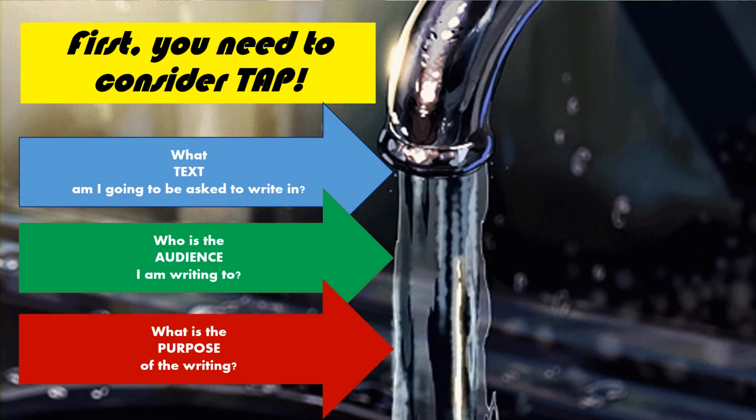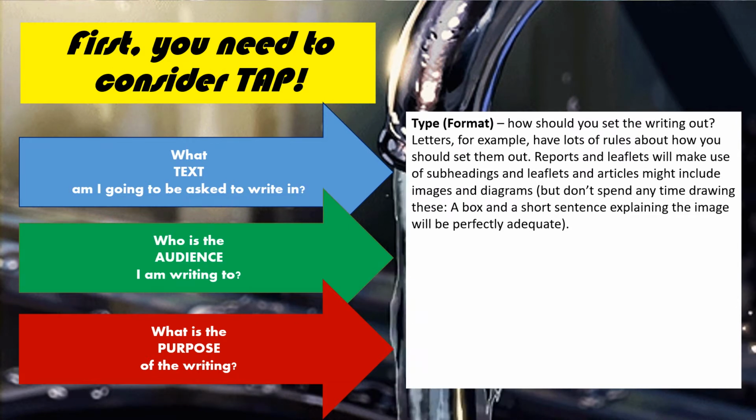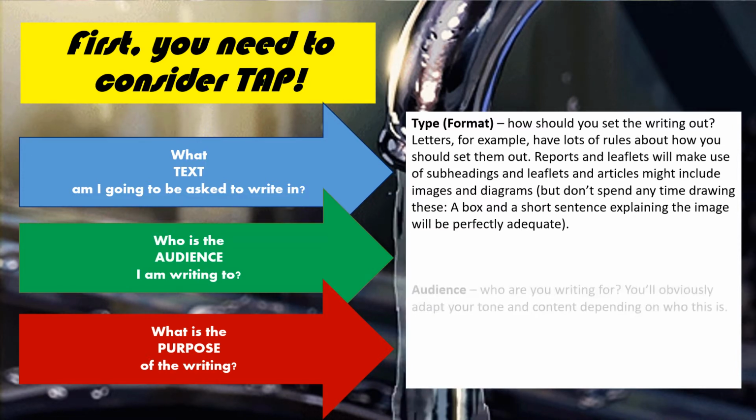To define these in a bit more detail then, the text or type is how you should set the writing out. Letters, for example, have lots of rules about how you should set them out. Reports and leaflets will make use of subheadings, and leaflets and articles might include images or diagrams, although obviously you wouldn't spend time in the test doing these.